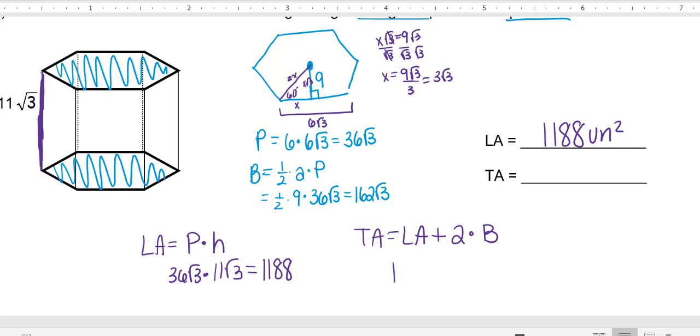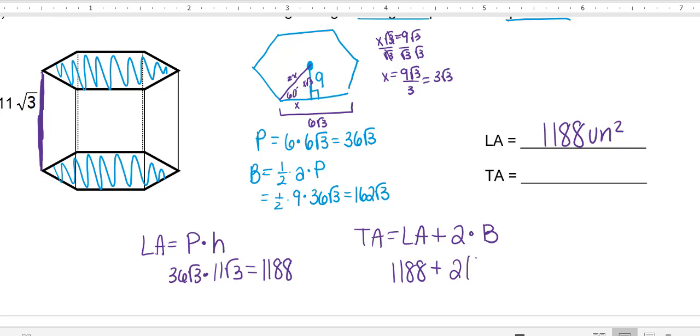Our TA is the LA plus, now we bring in our area of those bases. Our LA is 1,188, and then we have to account for those two blue bases on the top and bottom. 2 times 162 root 3. That simplified, we get 1,188 plus 324 root 3 units squared.